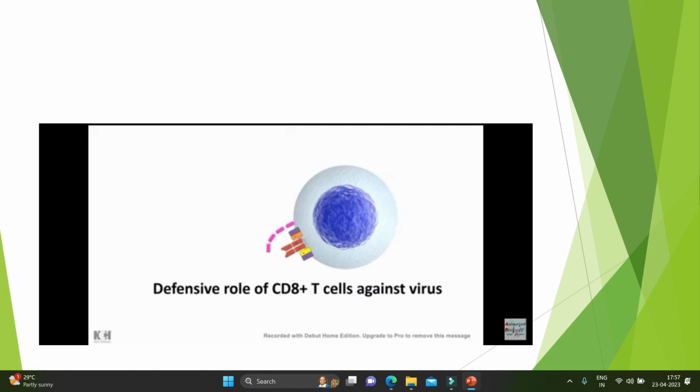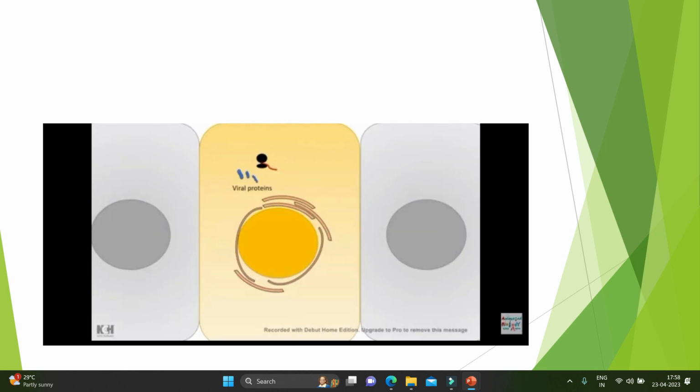Now, other than the macrophages and dendritic cells, other cells such as CD8 cells, the killer T cells, play an important role in viral protection. The CD8 positive cells have the specific CD8 coreceptor, and they recognize antigens on class 1 MHC. Let's say the virus has infected the epithelial cells. Now the virus has entered the cell. It uses its host's protein synthesis machinery to create viral proteins.